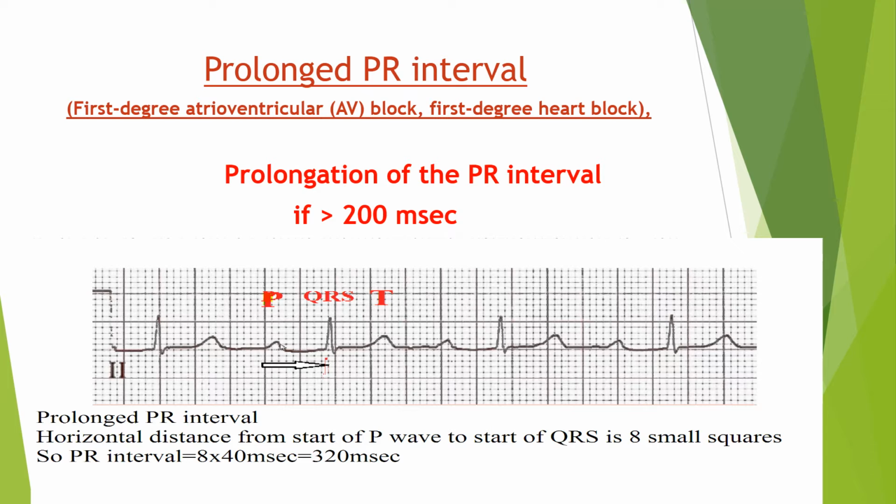Here is the P wave and here is the QRS complex, and if we look from the start of the P wave to the start of the QRS complex, it is about 8 small squares, and each square is 40 milliseconds, as we learned in the last lecture. So 8 multiplied by 40 milliseconds, in this example the PR interval is about 320 milliseconds, and it is prolonged, more than 200 milliseconds.